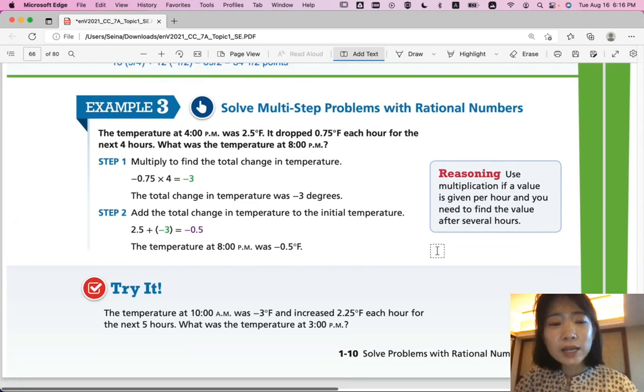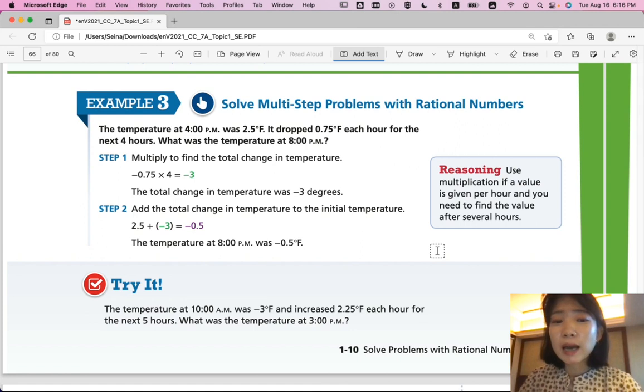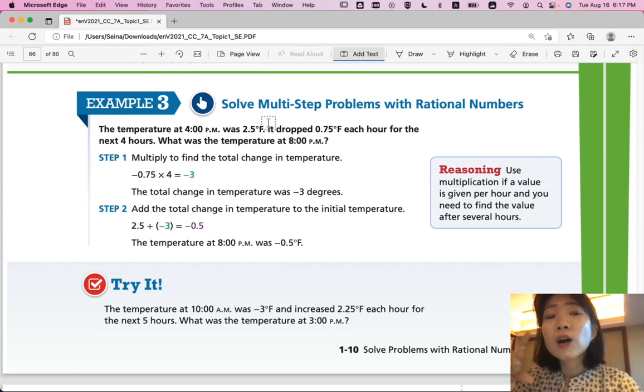Let's look at example 3. Solve multi-step problems with rational numbers. The temperature at 4 p.m. was 2.5 degrees Fahrenheit. It dropped 0.75 degrees Fahrenheit each hour for the next 4 hours. What was the temperature at 8 p.m.? So after 4 hours since 4 p.m., it's going to be 8 p.m. From the beginning temperature of 2.5, it dropped 0.75 every hour. So you want to know how much it dropped in total.